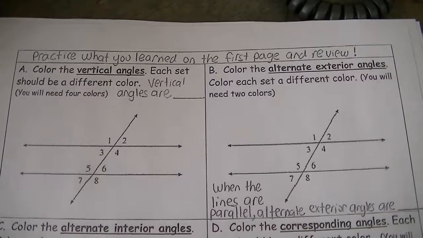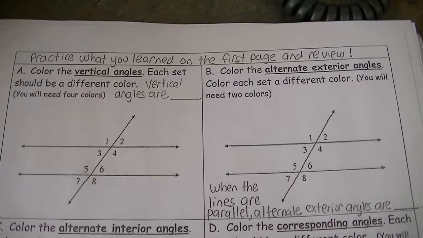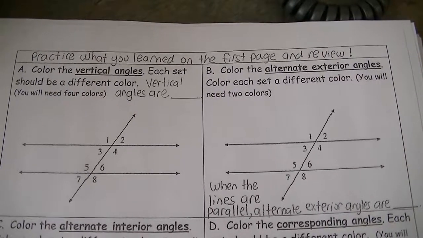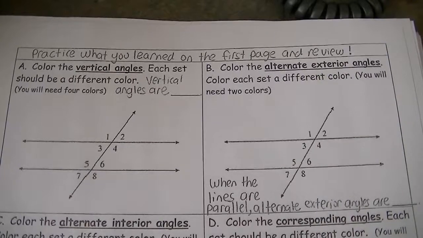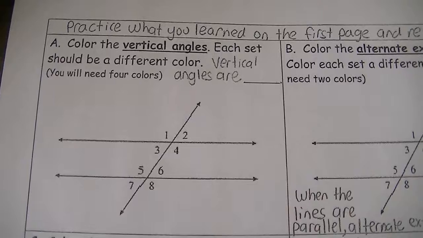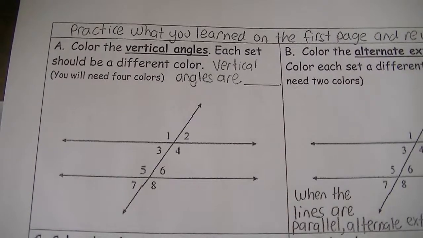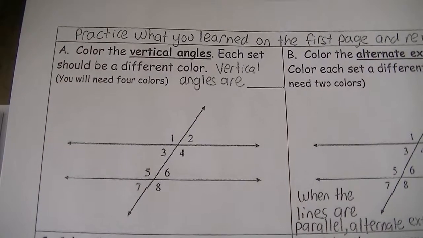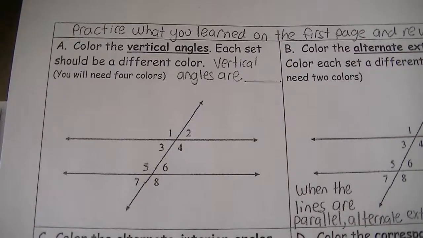Alright, this page is going to require you to practice what you learned on the first page of these notes, and it's also going to provide you some review, okay? So, letter A says color the vertical angles. Each set should be a different color. You will need 4 colors.